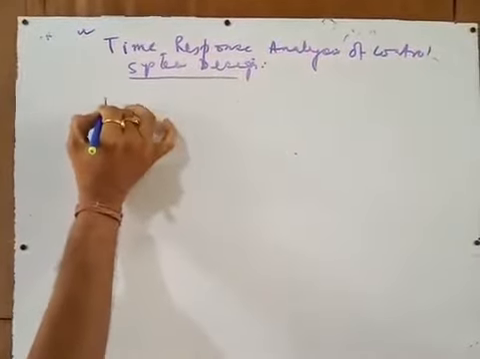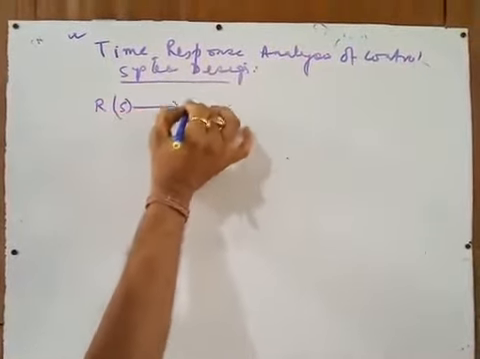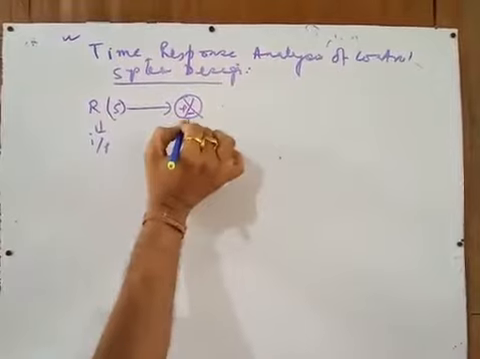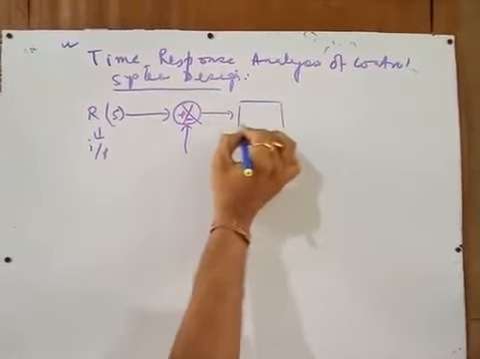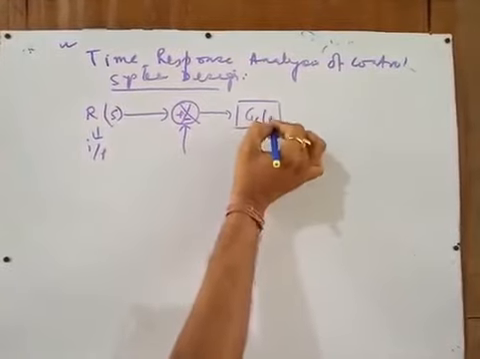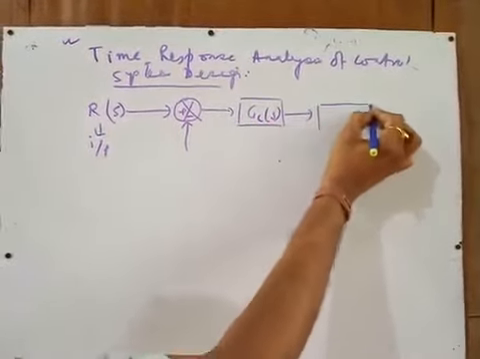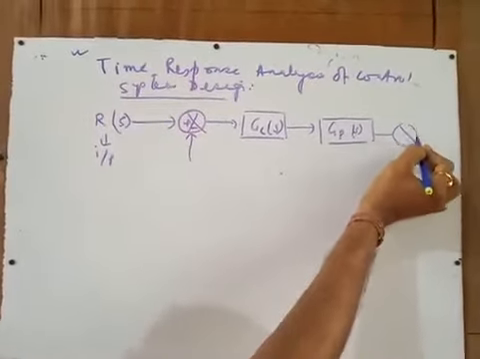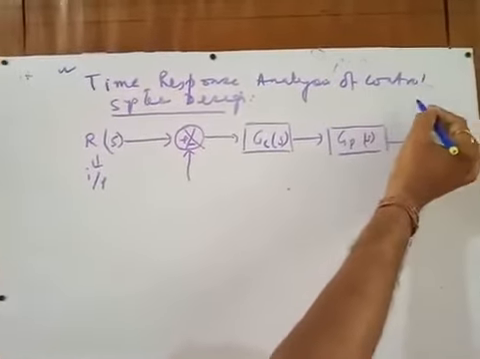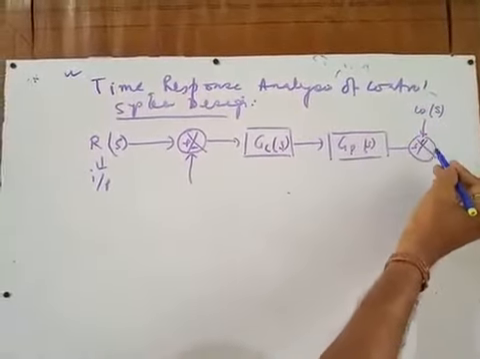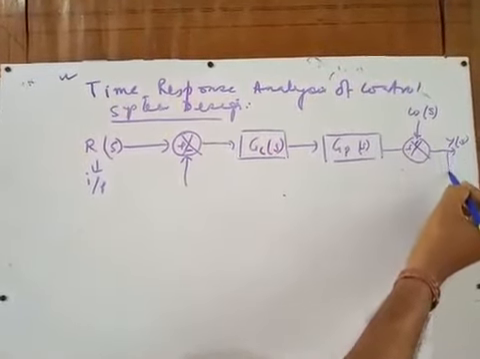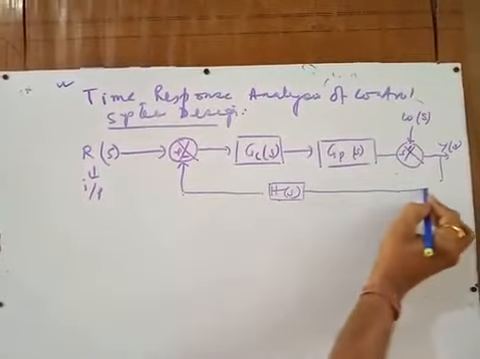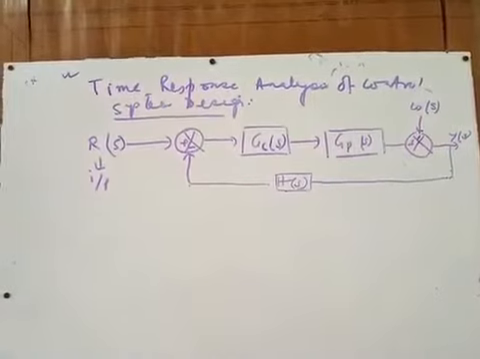As you know, the basic block diagram of a control system is like this. This is your input, this is your controller block, this is your plant, and here comes another block which is known as the disturbance, and this is your output Y(s), and this is your feedback block, H(s). So this is the fundamental block of any control system.